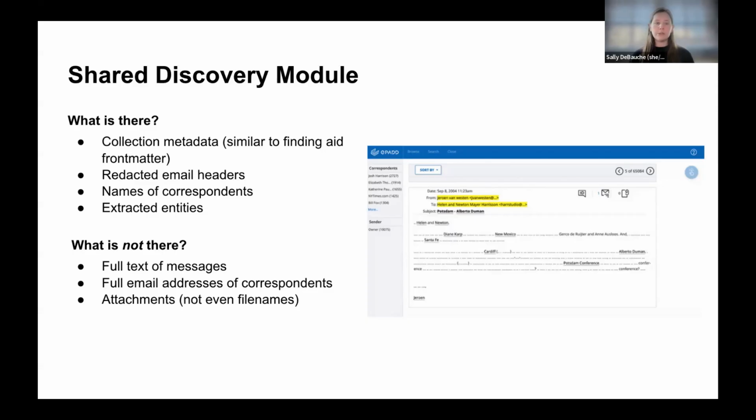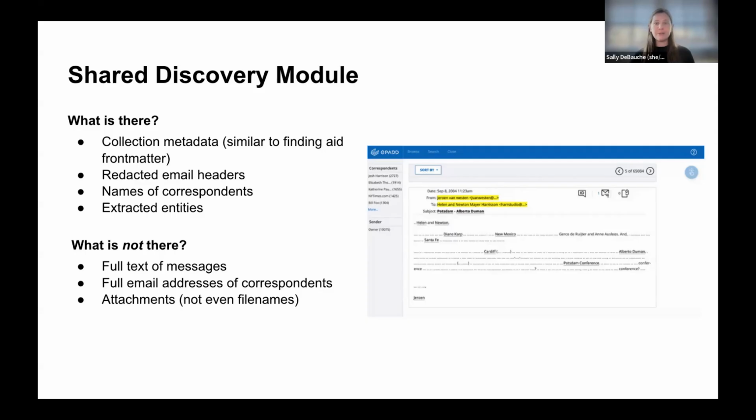Within the collection itself, users can see redacted email headers that include the date and time of sending, a subject line, and the redacted email address for senders and receivers. So for the email addresses, only the beginning section of the email is displayed. Everything after the @ symbol is redacted. And while email addresses are redacted, users can still see the full names or aliases of the correspondents in many cases. And then finally, users can see all of the extracted entities from email messages in their proper context within the message.